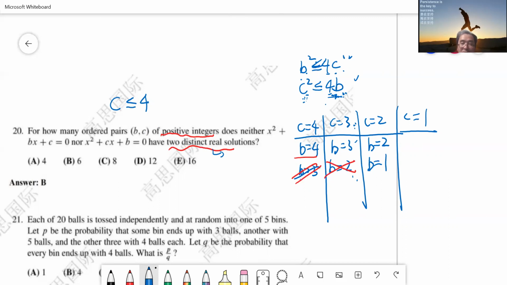Then we look at c equal to 1. And also you can say b equal to 2 must be good, right? Because we have c equal to 2, b equal to 1 here. By symmetry, we know b equal to 2 is also good. Then we look at b equal to 1. B equal to 1, then c squared, 1 squared, smaller than 4 times 1, and b squared, 1 squared, smaller than 4c. Yep, both are correct. So now we have 1, 2, 3, 4, 5, 6 solutions. The answer is 6.